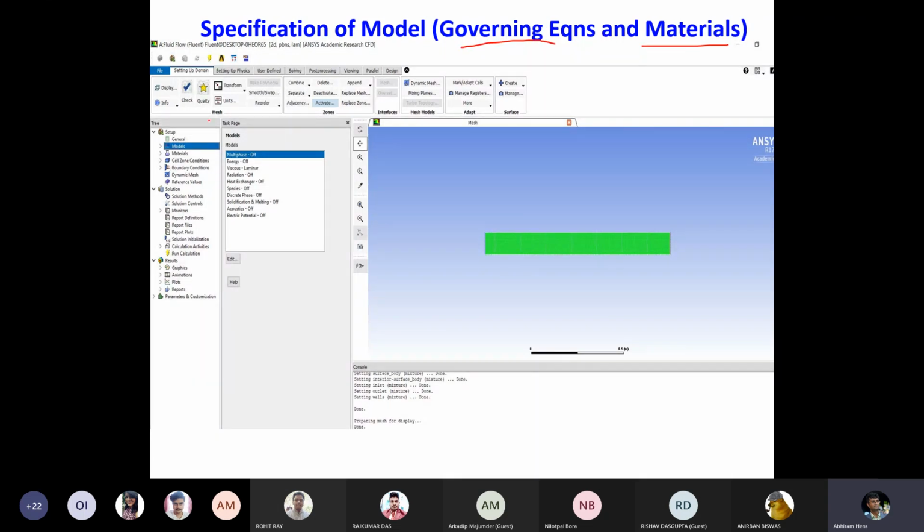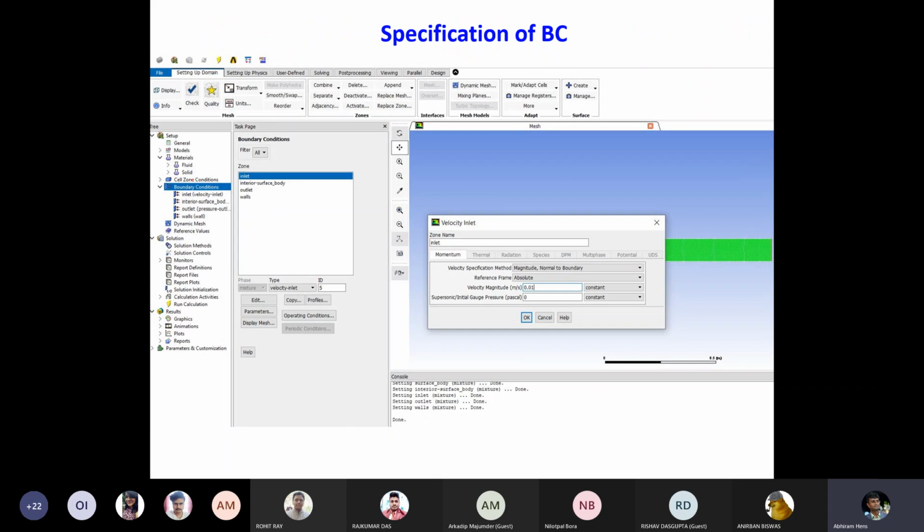So governing equation means it is either multi-phase or single phase. Energy equations are there or not. Viscous force will be considered or not. So there are many options available that you have to specify here.